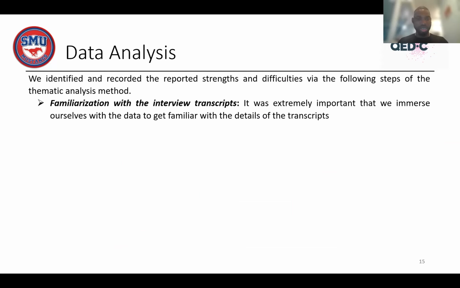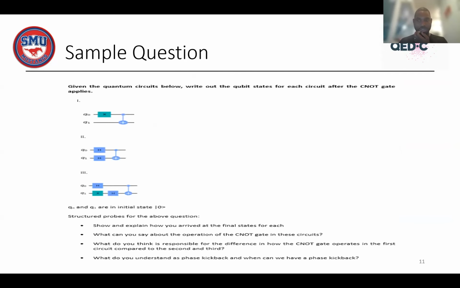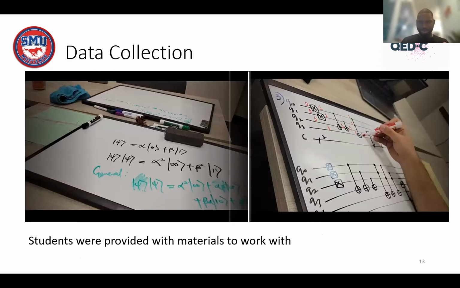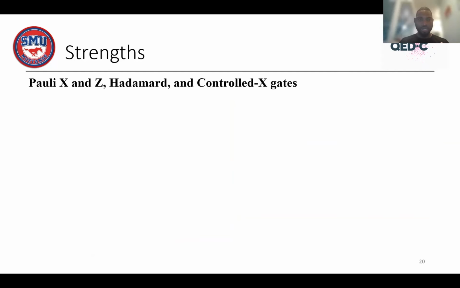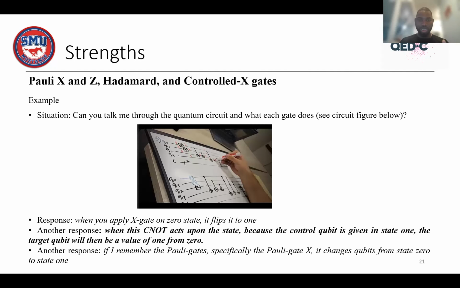This particular question I shared here was actually a question on the phase kickback. We noticed that students understood how the CNOT gate operates when the control qubit is in either the 1 state or the 0 state, but they had difficulty seeing how things happen when the control qubit is in a state of superposition. That was something we noticed.